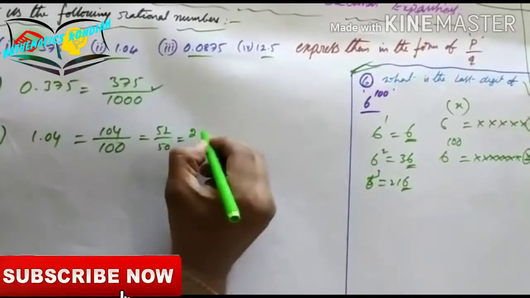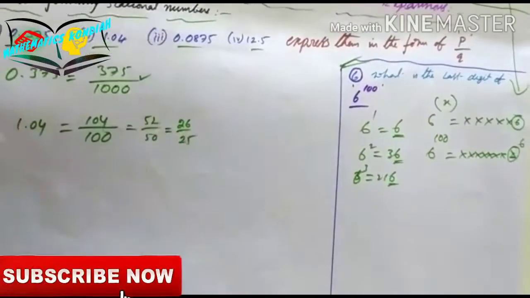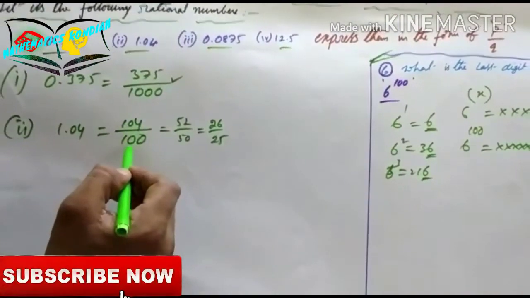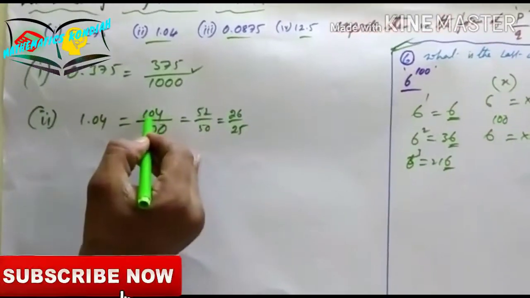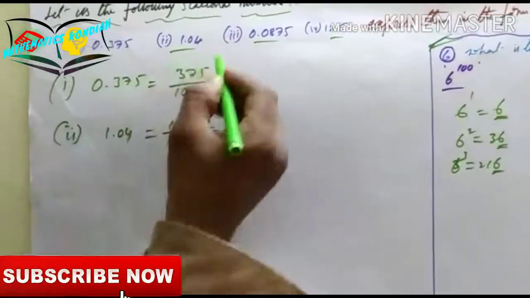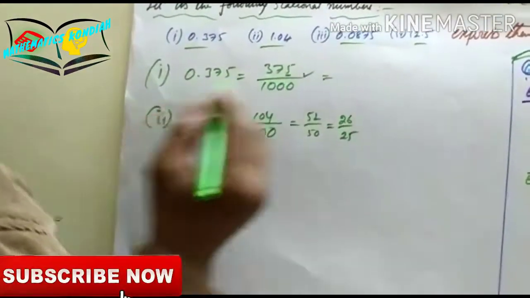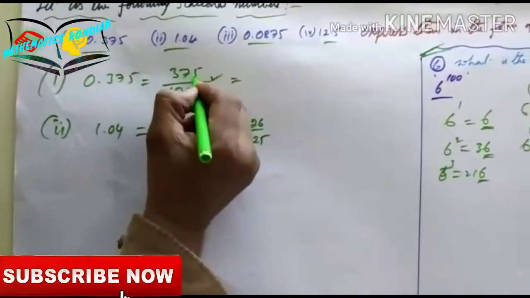Therefore, 26 by 25. This is the simplest form of 104 by 100. Also, the last digit is 5.